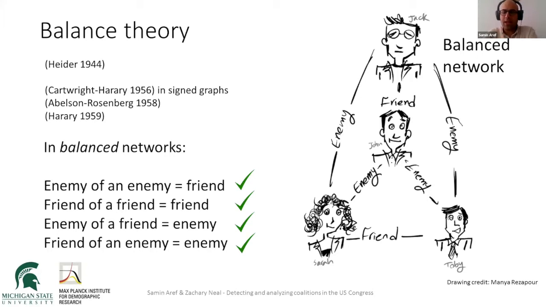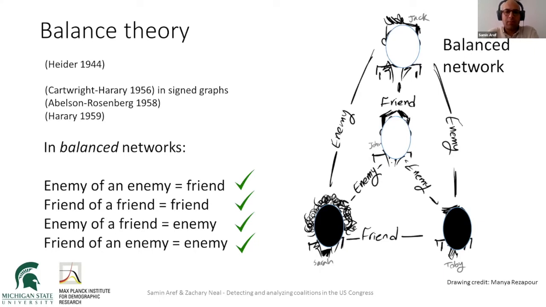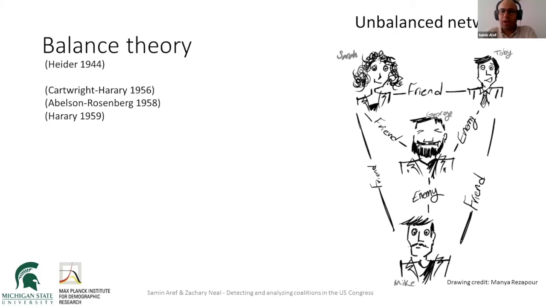So here is an example, and the network in here is indeed balanced, which means that all these conditions are satisfied. And when the network is balanced, it also means that the set of vertices can be partitioned into two groups such that positive edges are within the groups and negative edges are between the two groups. But most networks we come across in practice are not balanced. So here is an example of an unbalanced network.